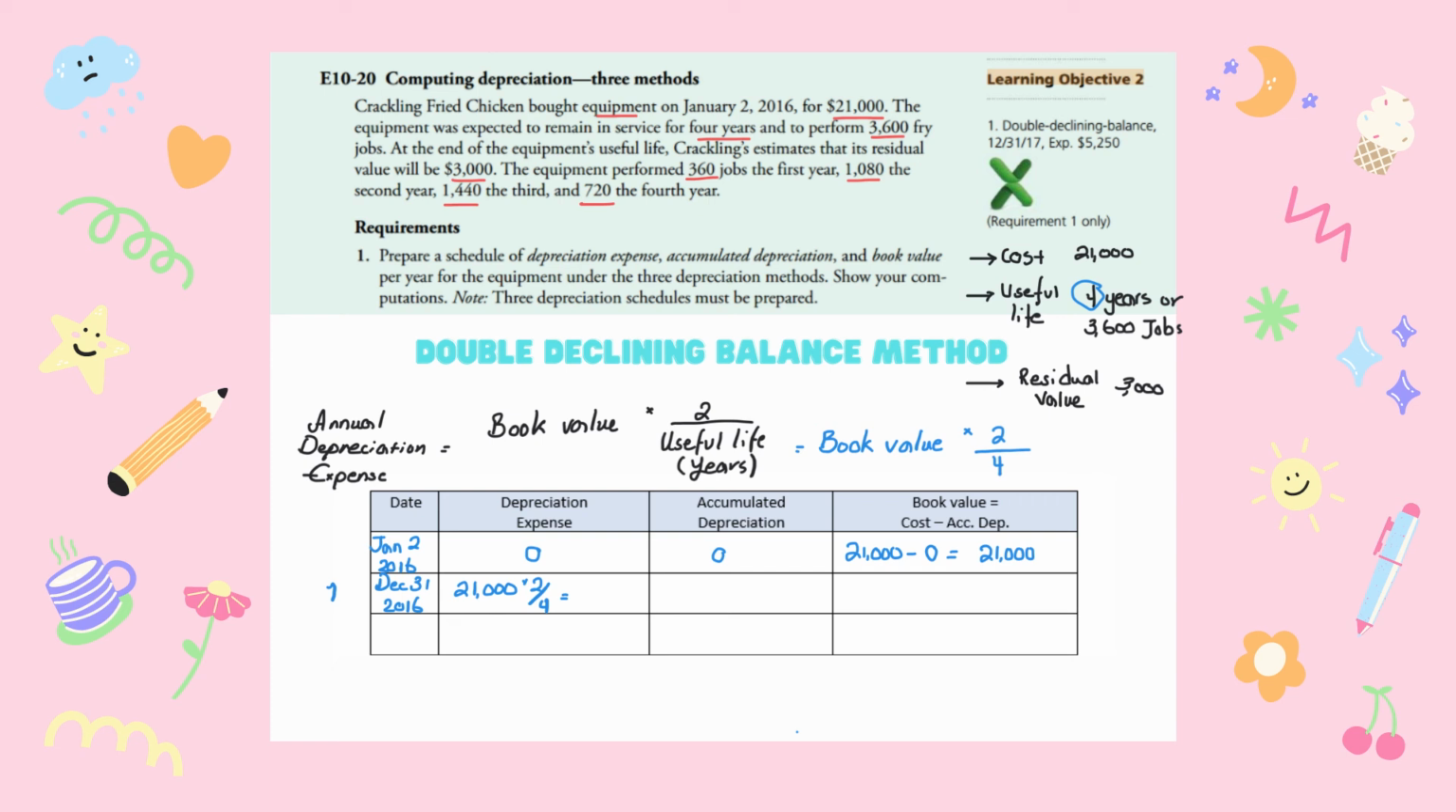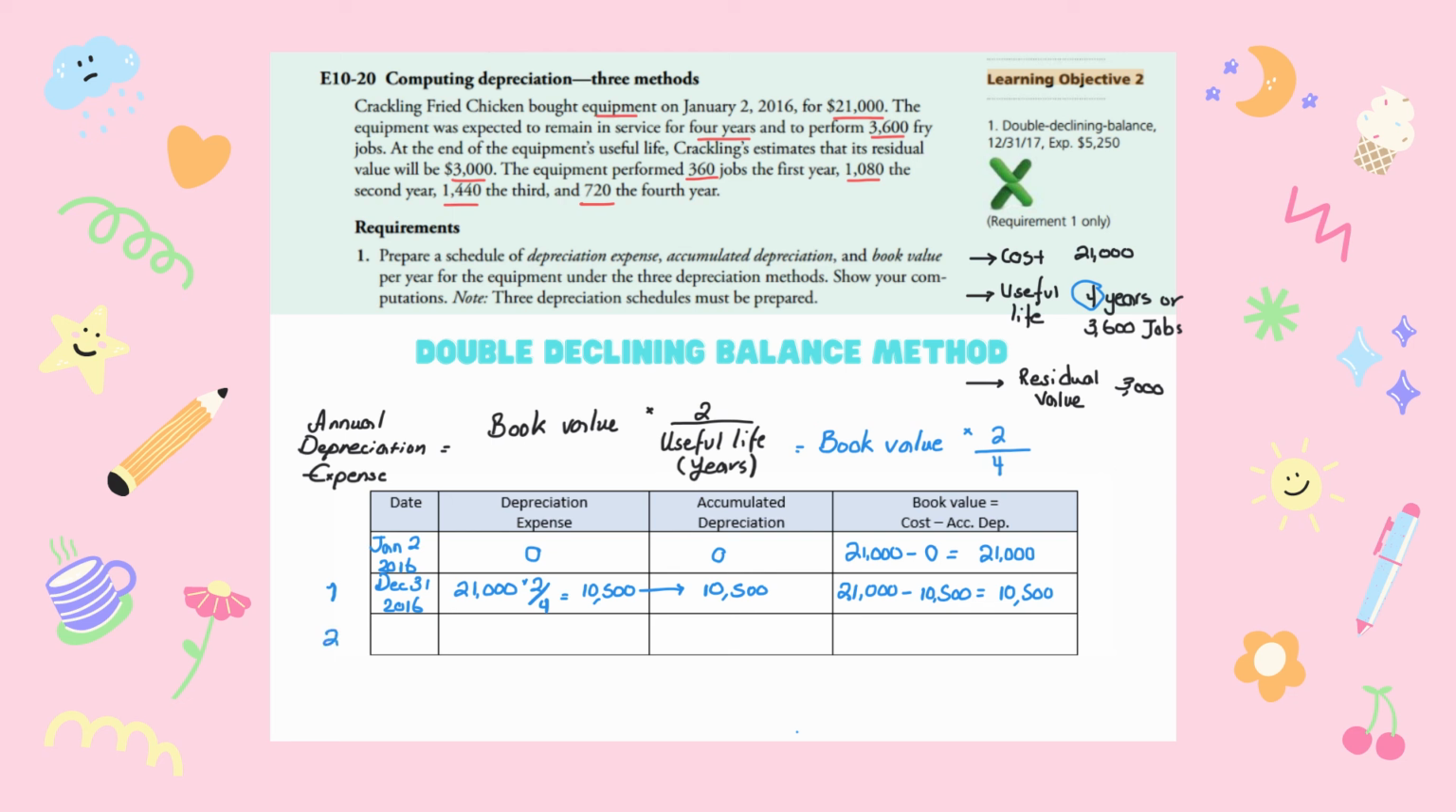So it's going to be 10,500. So the accumulated for the first year, it's going to be the same, because it's depreciation expense to accumulated depreciation. Now for the book value, cost 21,000 less accumulated of 10,500. It's going to be also 10,500.